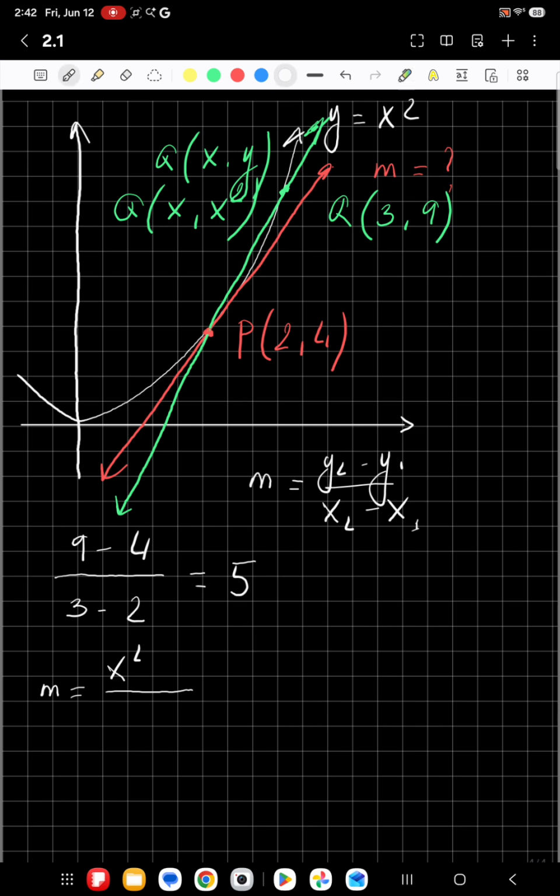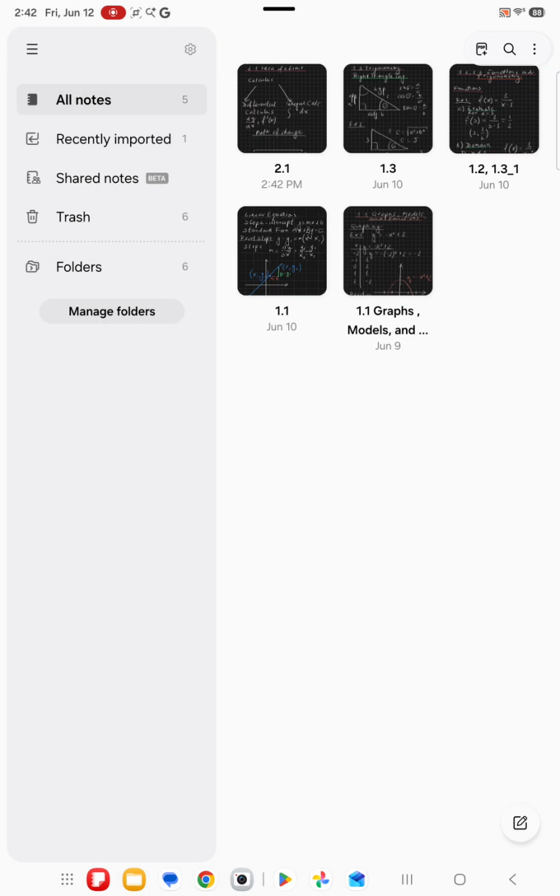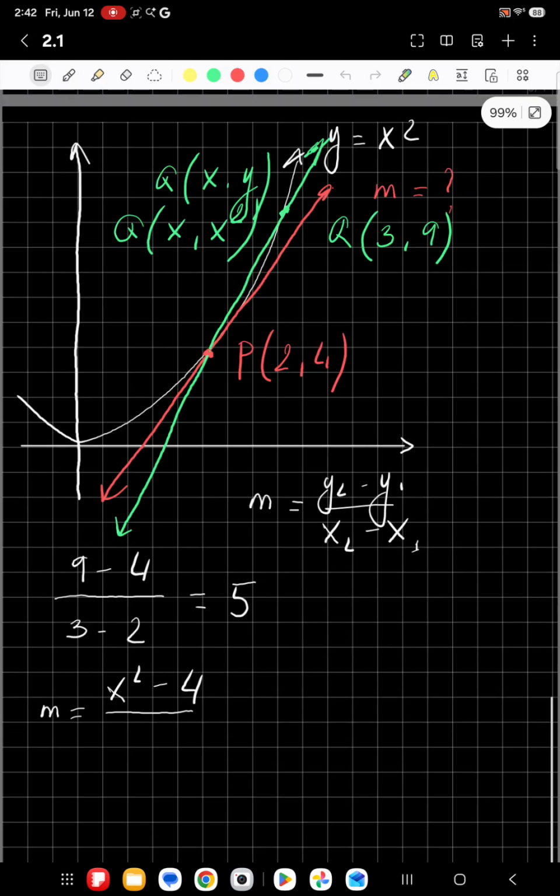Now, that's my point Q. Point P is right here, and its coordinates are 2, 4. I'm not going to make these two coordinates variables, because this point is stationary, and the other point is in a sense more abstract. Anyway, let me finish that formula. It's going to be x squared minus 4, and then the bottom is x minus 2.